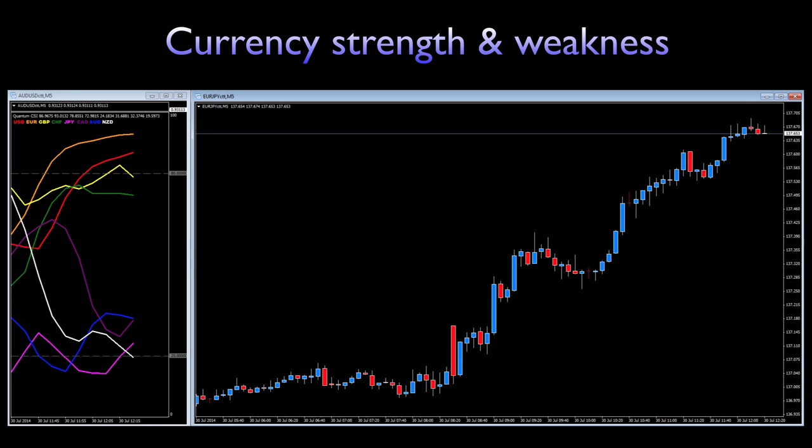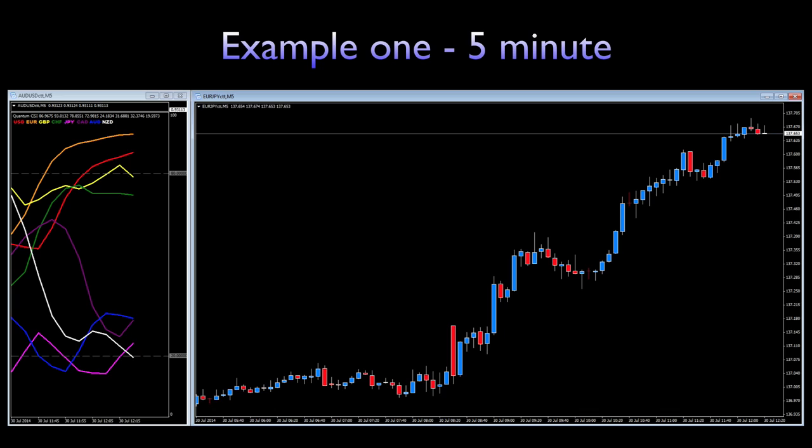And to start, we have an example using the 5-minute time frame. On the left is the indicator and on the right is the chart. Let's start with the indicator itself. If we look at the top in the overbought region, we can see there are two currencies, the euro, which is the orange line, and the dollar, which is the red line, and the pound, which is the yellow line, has just flipped in and flipped out again.